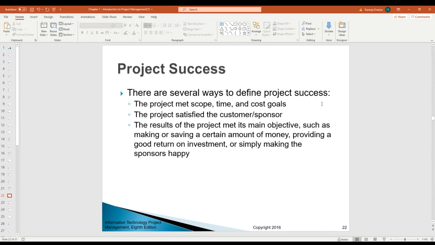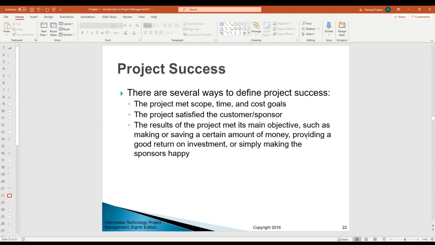It is maybe less than 15% of the projects that actually do those three, that you hit the scope and the time and the cost goals. Now, if not, another way in which you can say a project is successful is if the customer or the sponsor is satisfied. They say, okay, I like what this is. The results of the project met its main objective.